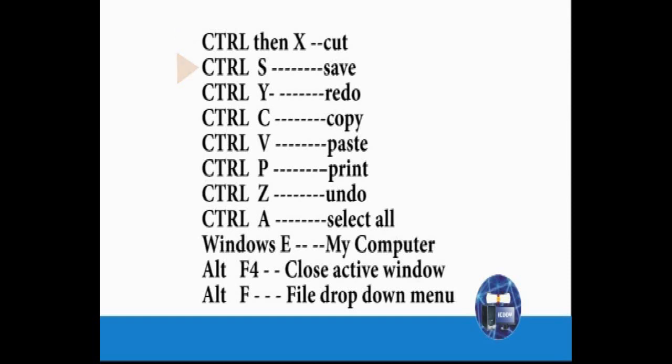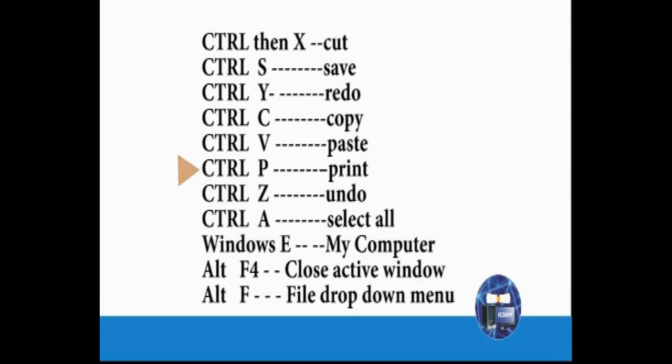Ctrl, which is the CTRL key on the keyboard, plus S to save your work. Ctrl Y to redo last changes. Ctrl C to copy highlighted text or object. Also note to differentiate between copy and cut. Copy is to duplicate it somewhere, and cut is to move it somewhere without leaving a copy in the actual location. Ctrl V to paste what was copied or cut earlier to a chosen location.